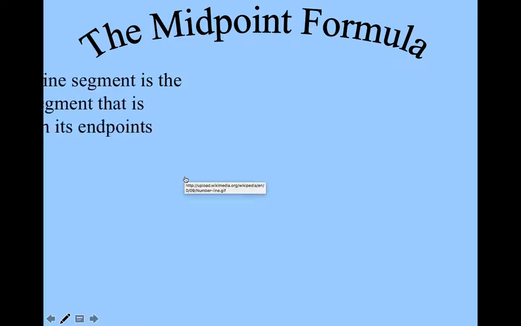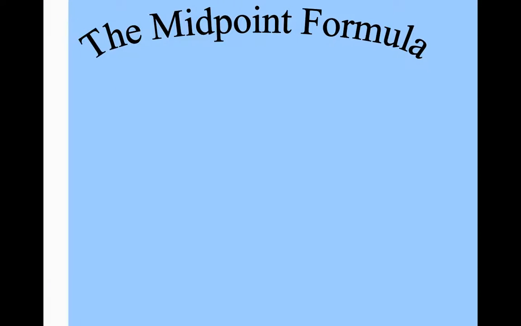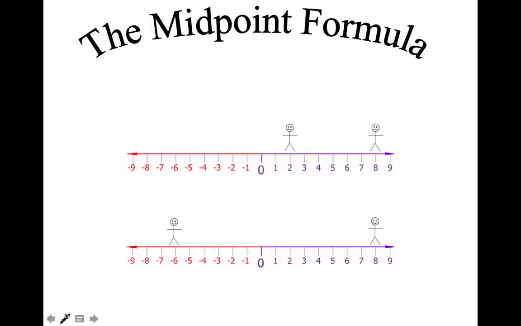So, the midpoint formula says that the midpoint of a line segment is the point on the segment that is equidistant from its endpoints. Right? So basically, if it's equidistant, that means that if this represents my middle, let's see if this works. Well, the person to the right is 1, 2, 3 units away. The person to the left is 1, 2, 3 units away. So it does work.